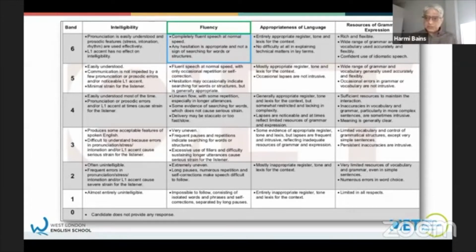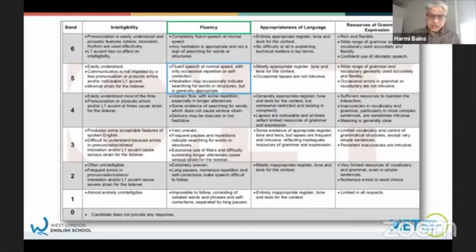And that's what they want. They want you to speak fluently without too many hesitations and pauses. If you look at the first band, band 6, it says completely fluent speech at normal speed. So you're just speaking at a good pace, not too fast, not too slow. And then in the second bullet point, it says any hesitation is appropriate and not a sign of searching for words or structures. In other words, it's fine to hesitate. Everyone hesitates when we speak. We always pause to think what we're going to say. So it's fine if you do hesitate.